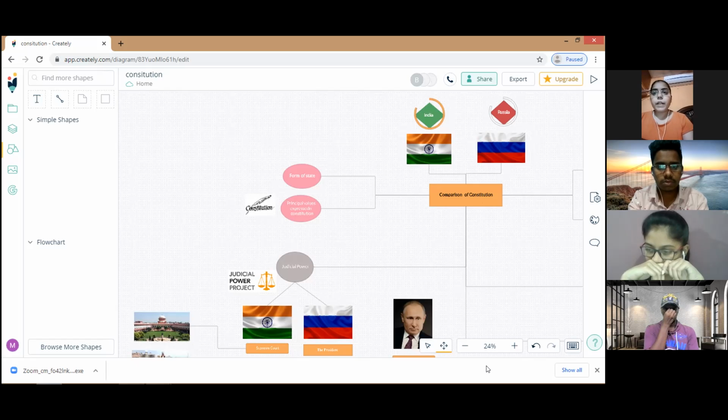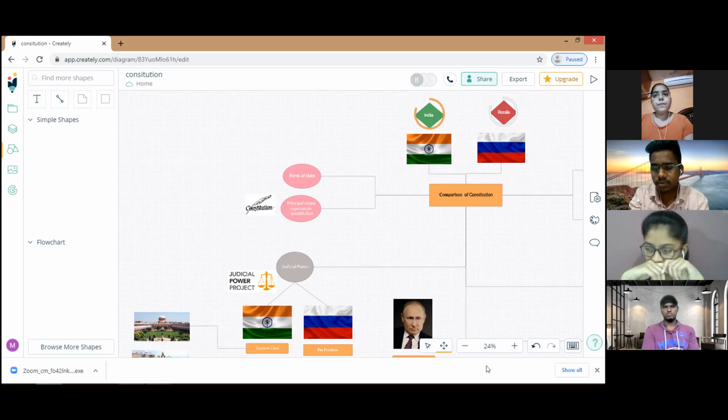The term of the Russian president is 6 years, while it is 5 years for the Indian president. In Russia, the president cannot have more than two consecutive terms in a row, but there is no such limitation in India. There is a reason. Mr. Putin is required to step down in 2024.